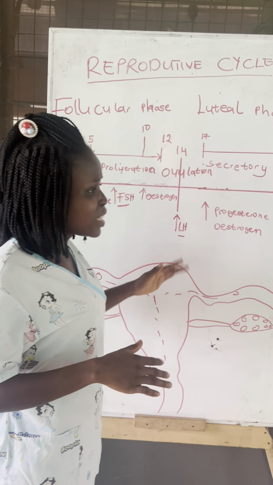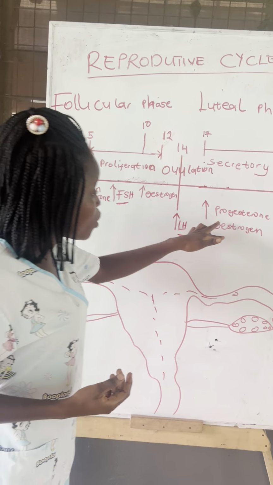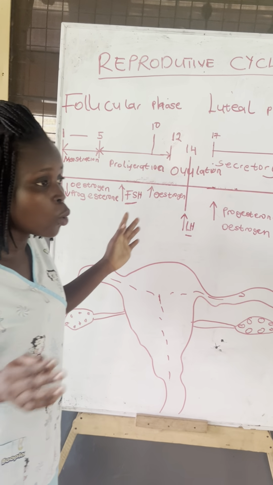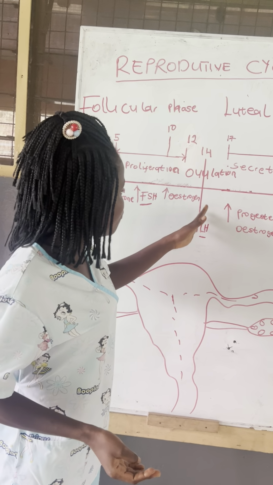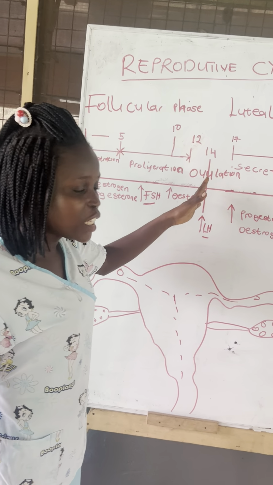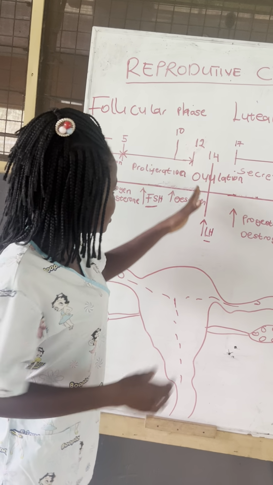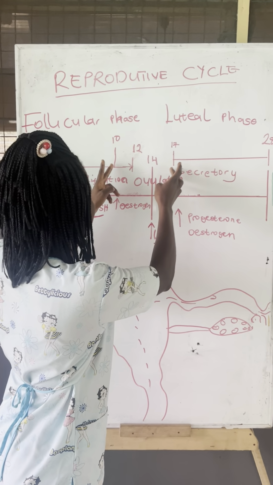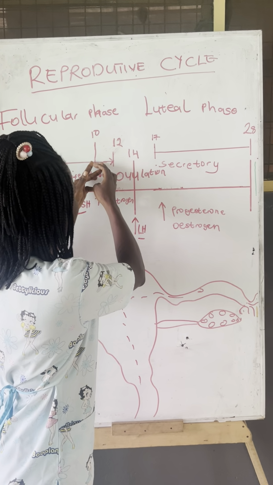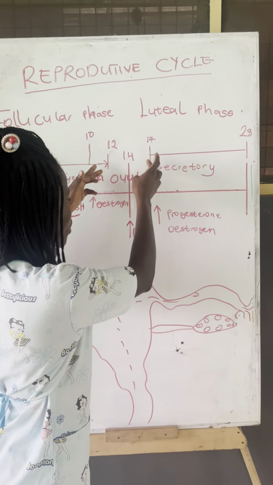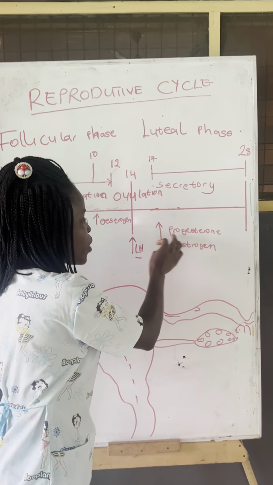Why is it that there is a high level of progesterone? Progesterone is mostly referred to as the pregnancy hormone, because at this stage you have released an egg. So in case you have sexual intercourse, as a woman, this is the period at which pregnancy can occur. Around the 10th to the 17th day, pregnancy can occur. And this is a pregnancy hormone.